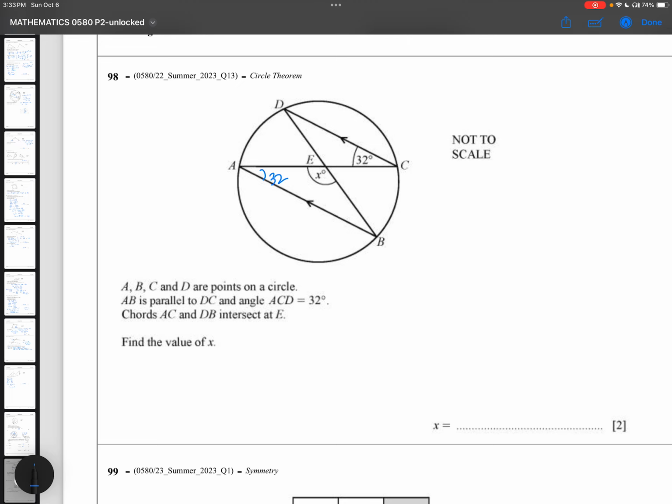AC and DB intersect at E. Angle ACD is 32. Chords AC and DB intersect at E. Find the value of X. Points on a circle.